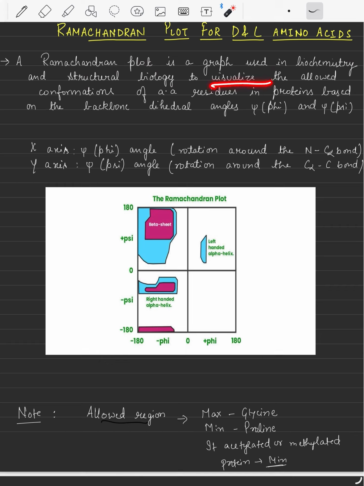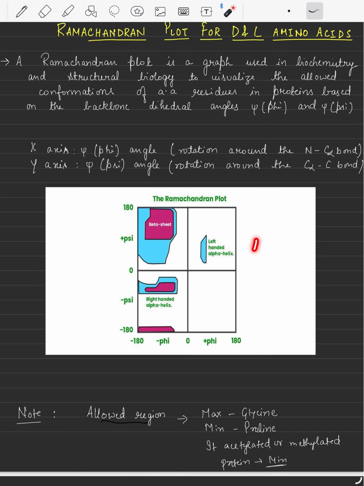In order to visualize the allowed conformation of the amino acid residues in protein, on the basis of their backbone dihedral angles, two angles, psi and phi. So you can see this phi represents the x-axis, and this is particularly the angle or the rotation around the N-C alpha. Then this y-axis represents the psi, and this is the rotation around the C alpha-C bond.